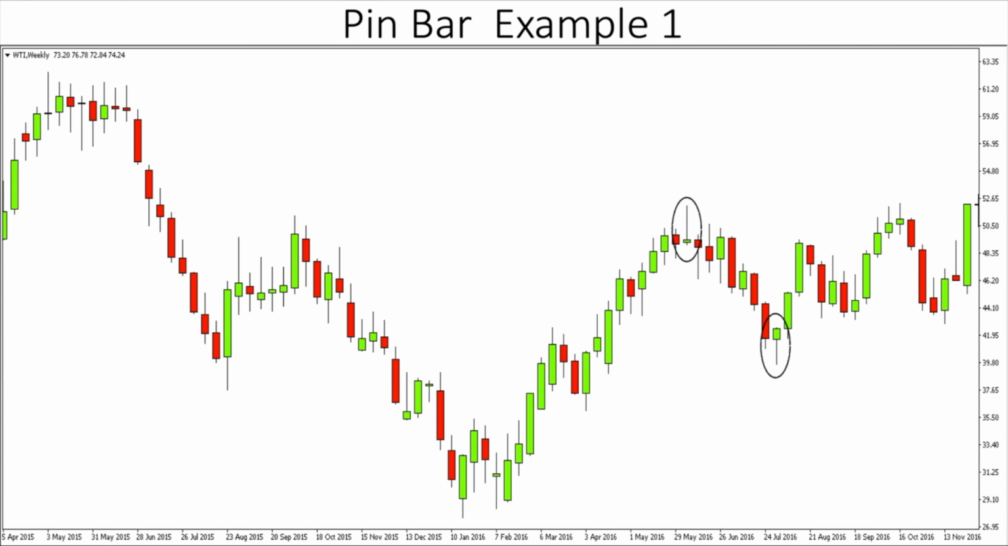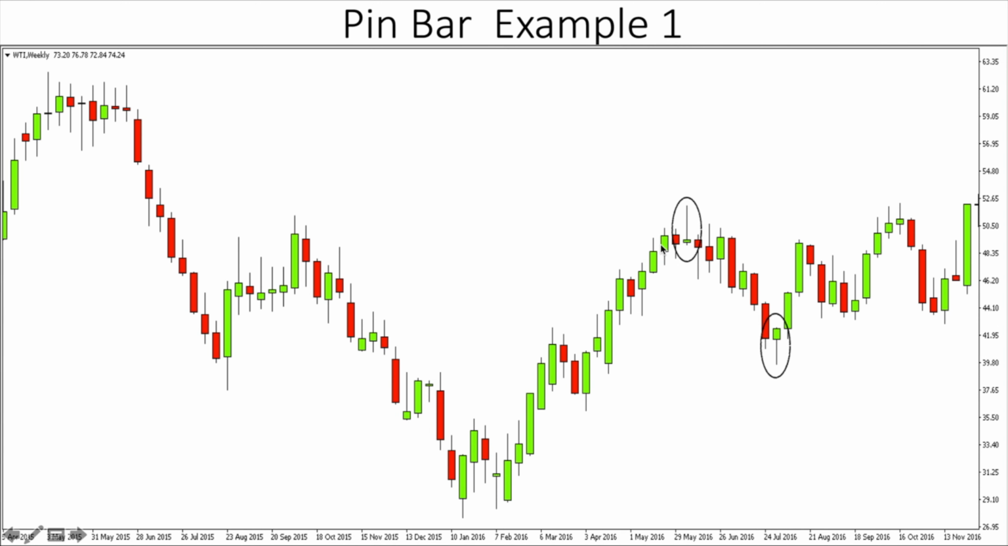So we have an example of a pin bar on some oil on the weekly chart. We can see price is moving in a bullish direction here, and we have a bearish pin bar. Once this bearish pin bar is displayed, we can see price then moves back down. We have a bullish pin bar in this area here, and price then moves back up. That's just a clear example of how pin bars can work on a chart, and it's all about the positioning.